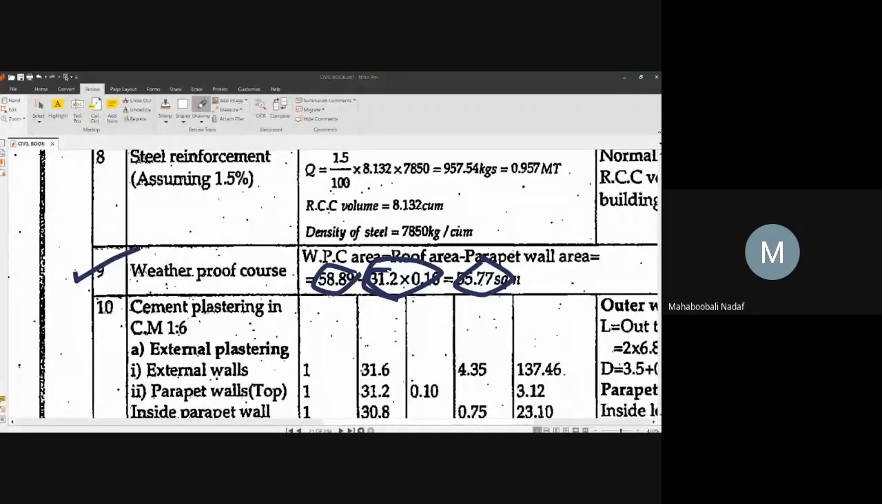Okay. No problem. Now, what was the previous step? Total roof area.